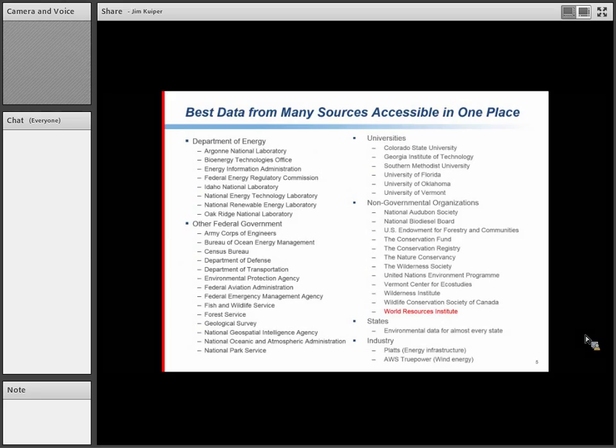Obviously, I won't go through all these. This shows you the variety of data sources that went into this tool from many different agency levels and organizations. The one in red there, World Resources Institute, we just added 2 layers from that organization related to water.